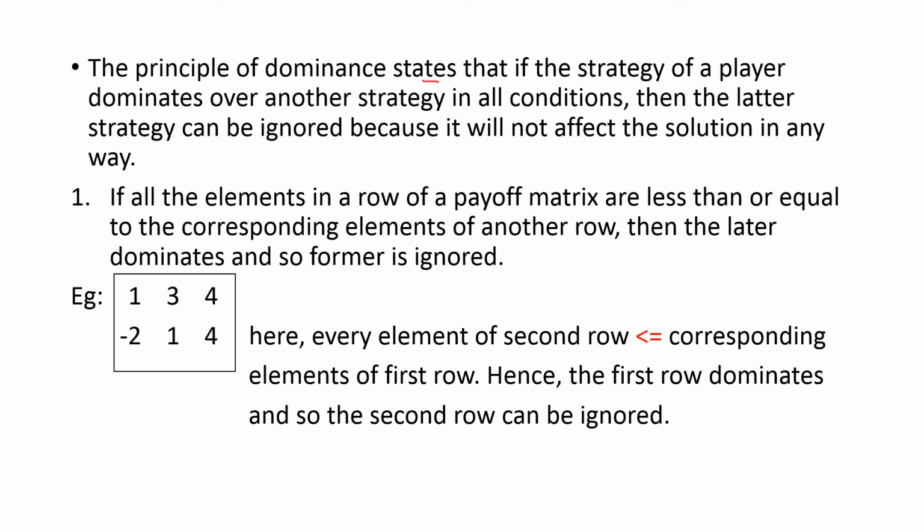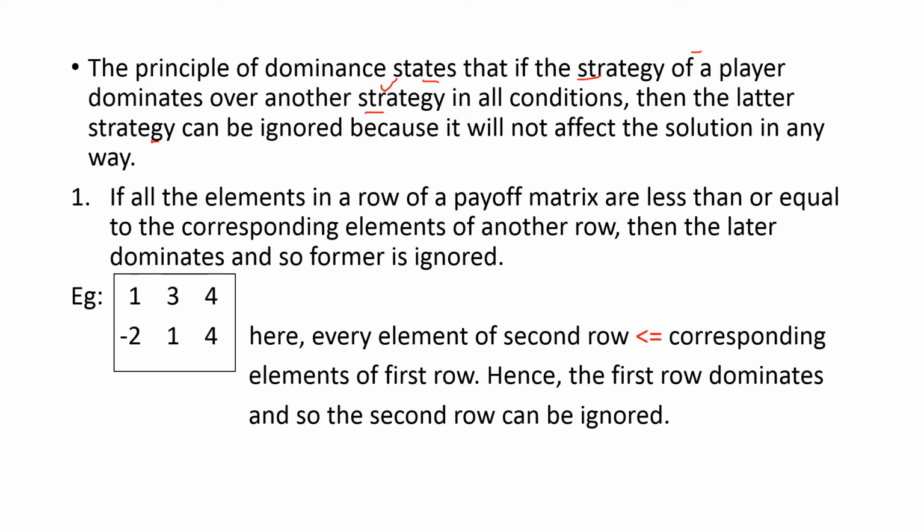This states that if the strategy of a player dominates over another strategy in all conditions, then the latter strategy can be ignored because it will not affect the solution in any way. That is, the row which is not affecting the solution, that row we are removing, ignoring. This will be clear when I go through the example.